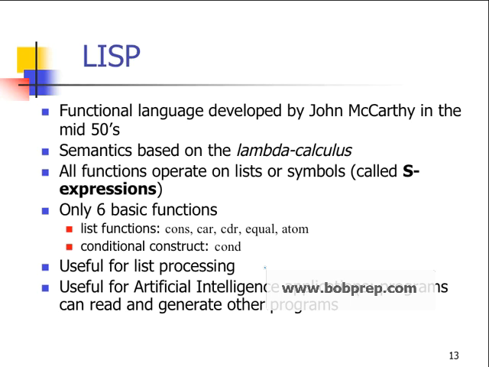Functional languages developed in around the 1950s. This guy, John McCarthy, put this one together. The semantics are based on lambda calculus. So Lisp was all lambda calculus. Not very user-friendly. I mean, it was not. And it only had 6 basic functions. We're going to see some examples of them today: cons, car, cdr, equal, and atom. And then we had conditions. Well, we had just one condition. It's like the if-then-else kind of condition. Not too powerful. But it was useful for list processing, useful for artificial intelligence applications, and programs that can read and generate other programs.